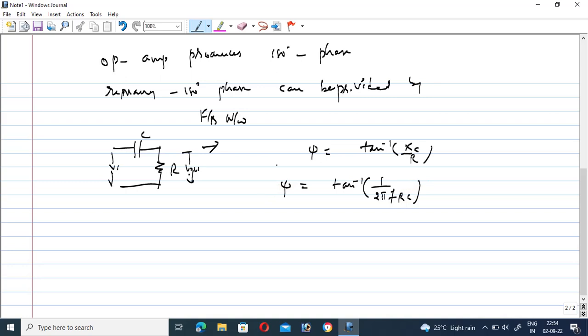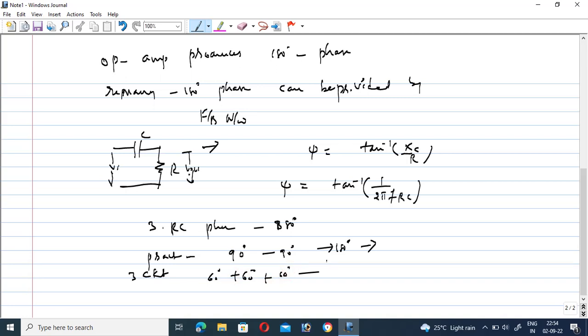That means by selecting the corresponding R and C values, we can get the required phase shift in the network. If you take 3 RC phase shift sections, they produce 180 degrees. Thinking practically, one RC network could give 90 degrees and the second could also give 90 degrees, but practically it is not possible to get such ideal values. So we take three circuits, each producing 60 degrees, that is 60 plus 60 plus 60, therefore 180 degrees.